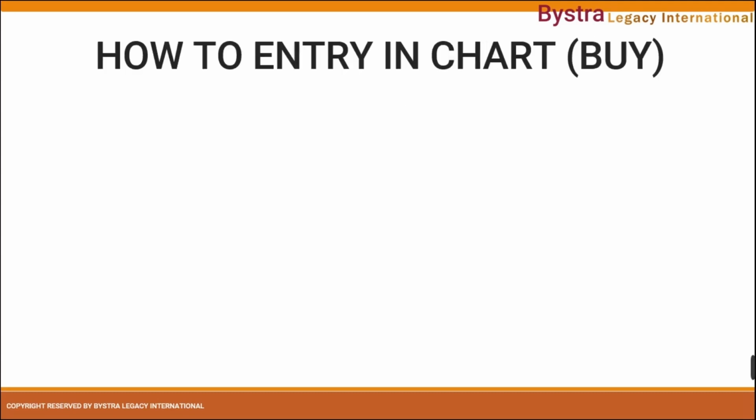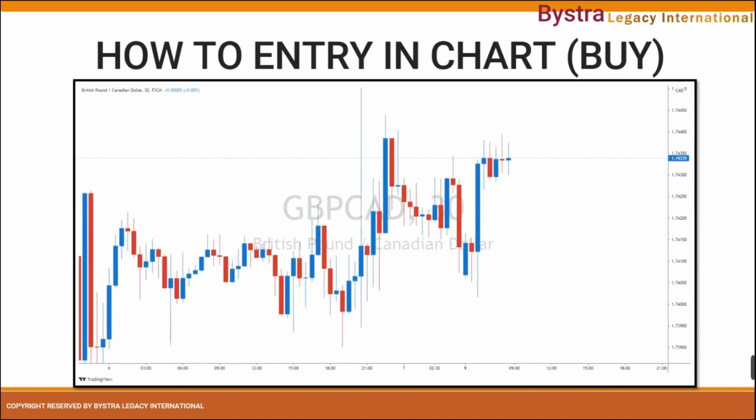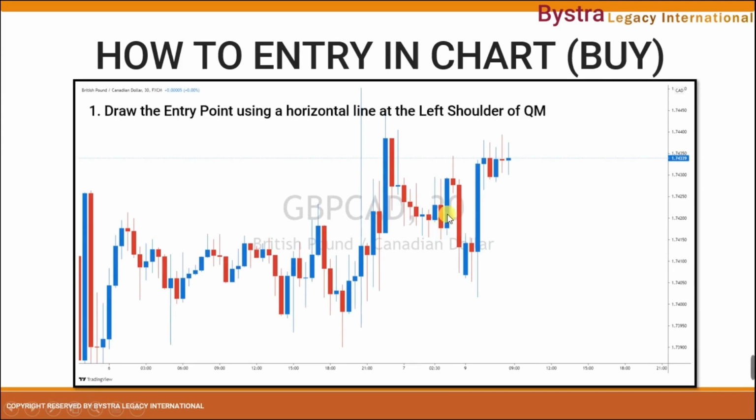Alright, so now let's look at the example in the chart. This is a buy setup. As we can see here, there's the QM shape. There is the left shoulder: low, high, lower low, higher high. So first, we draw the entry point using the horizontal line, which is this. After we have drawn the horizontal line, next we need to mark the zone. This zone is marked from the body until the shadow as a reference. When the price comes back in, it is easier for us to monitor.